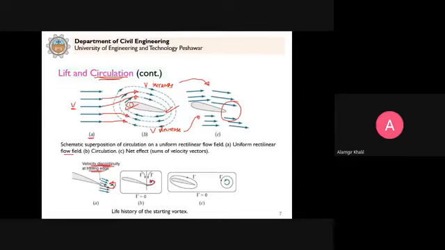Since the object is in equilibrium, if you consider a frame of reference, the net circulation must be 0. This circulation is denoted by capital gamma, the notation used to denote circulation in our textbook. So the net circulation should be 0.